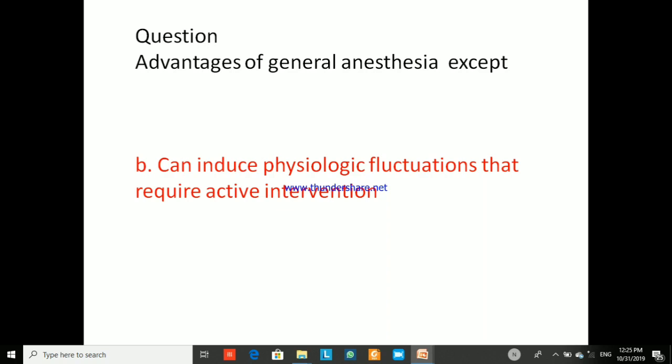Question. Advantages of general anesthesia except: B. Can induce physiologic fluctuations that require active intervention.